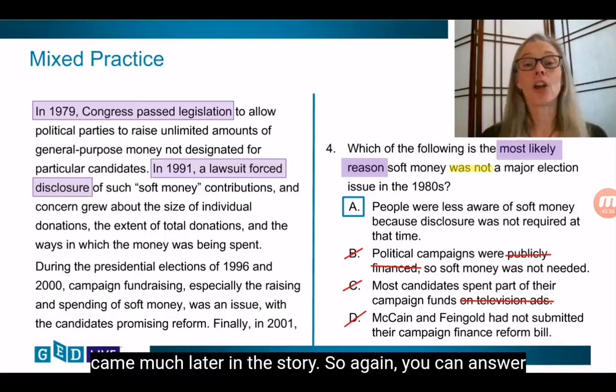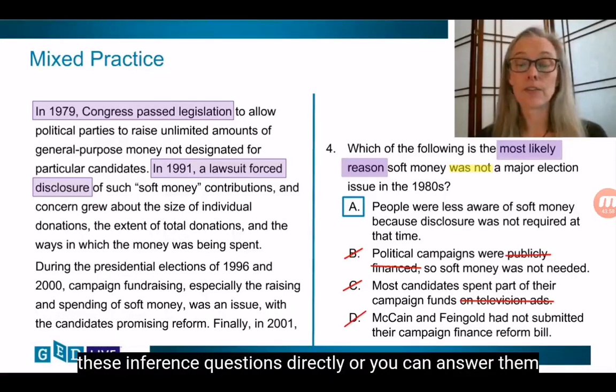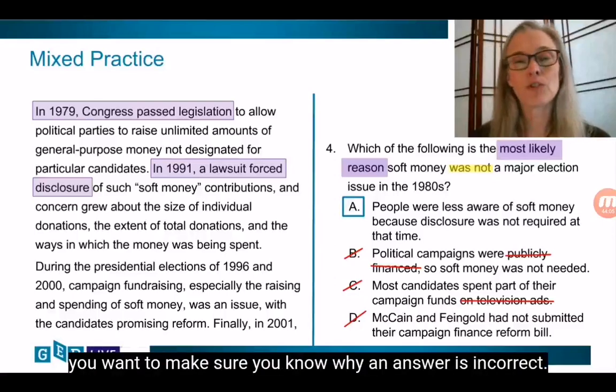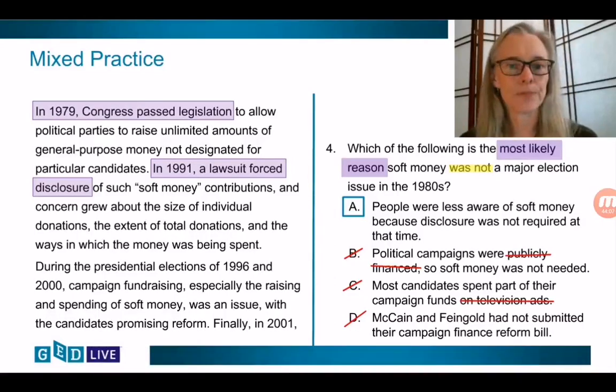Okay, so again, you can answer these inference questions directly, or you can answer them by eliminating 4 wrong choices. And when you do that, you want to make sure you know why an answer is incorrect. You have a solid reason.